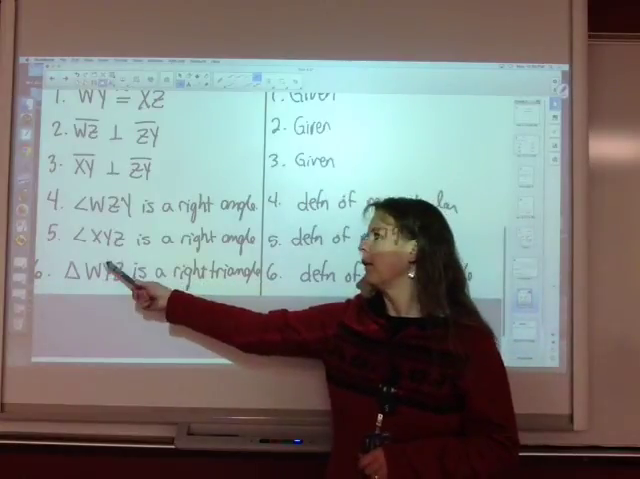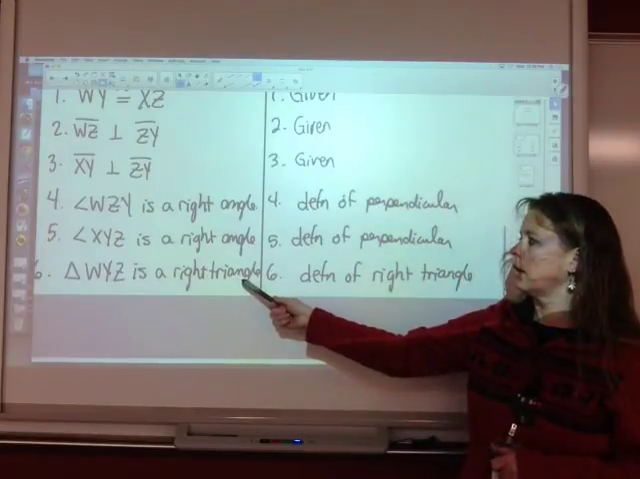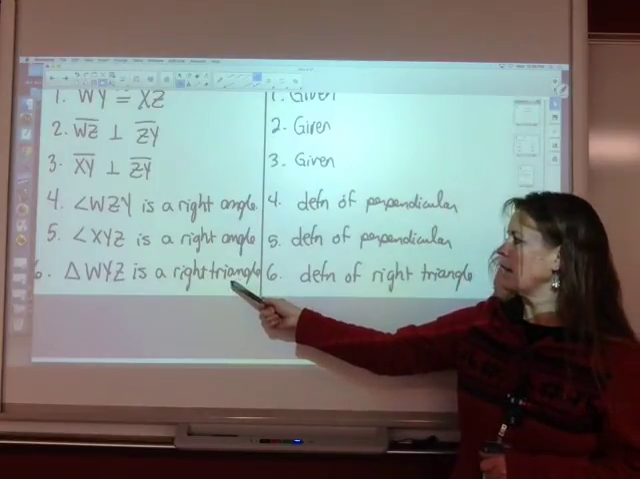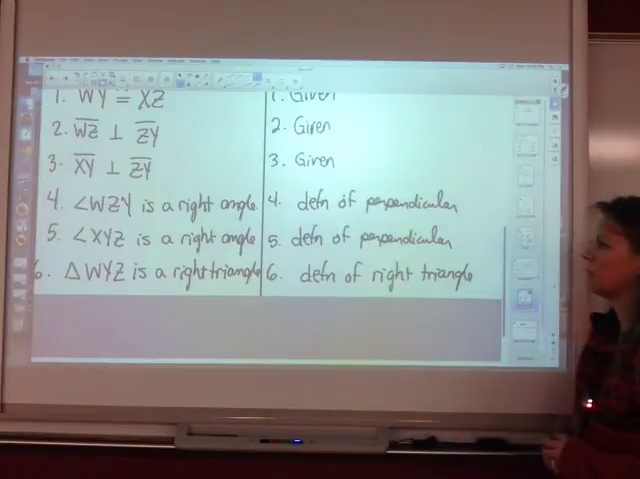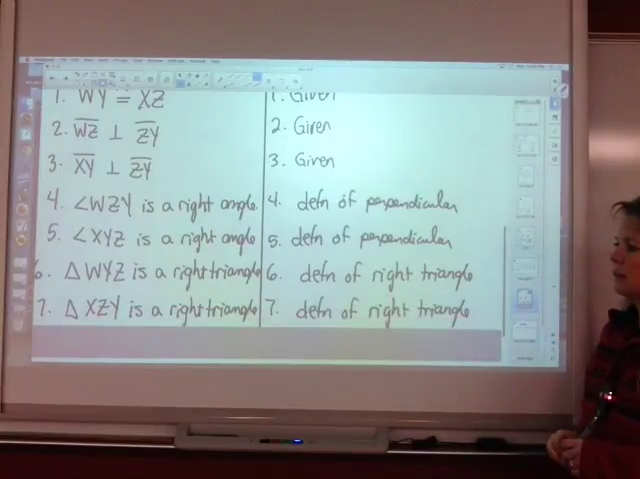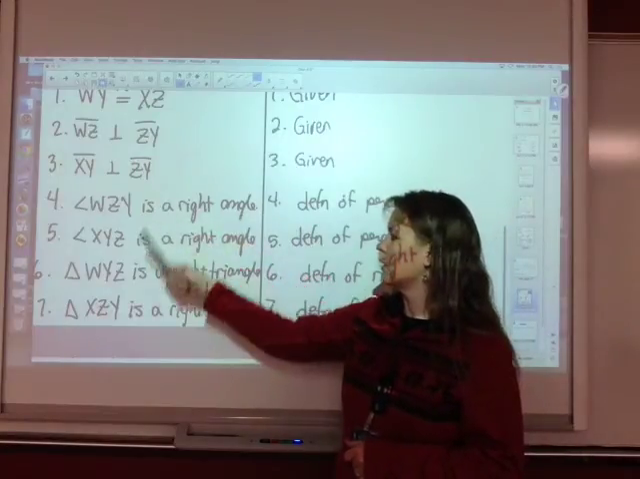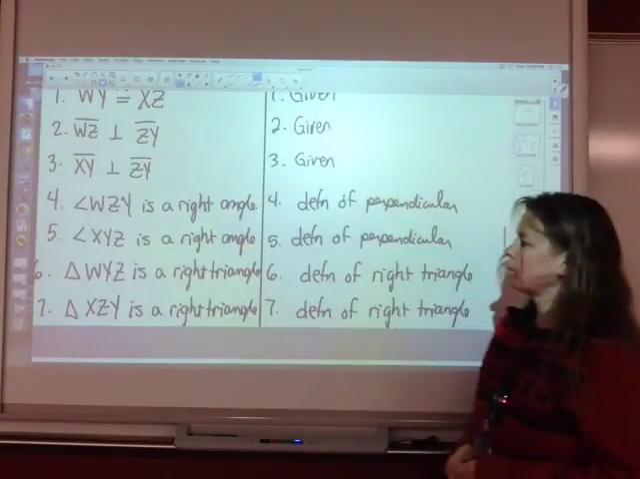Sorry. Back up. This time, we're going to say triangle WYZ is a right triangle. Why are we going to say that it's a right triangle? Because of the definition of right triangle. So is triangle XZY also a right triangle by definition of right triangle. If a triangle has a right angle, then it is a right triangle.